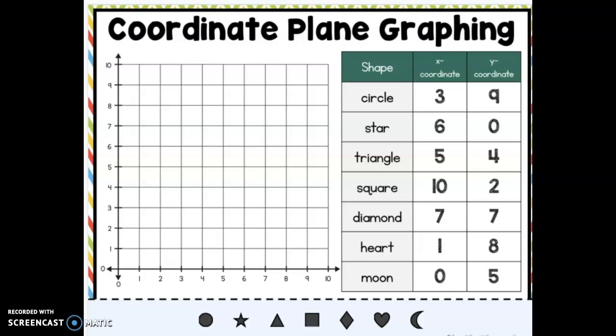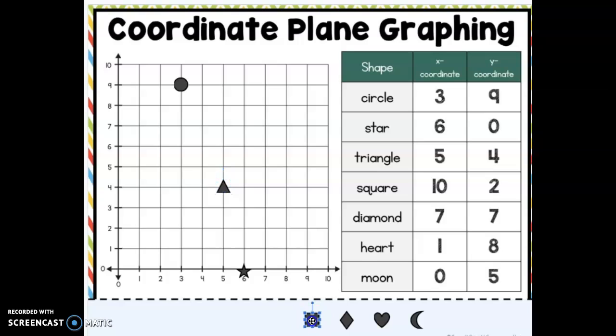Okay, we're going to plot these. I love plotting. I'm so excited. So I'm going to take these little shapes and I'm going to drag them where they go. So I need to go on the x-axis 3 and the y tells me to go up 9. So x means over and the y means up. So grabbing my circle, going 3 over and 9 up. Bam! Okay, star. It needs to go 6 over and 0 up. It's going to go right on the x-axis. So 6 over, 0 up. Triangle, you're going to go 5 over and 4 up.